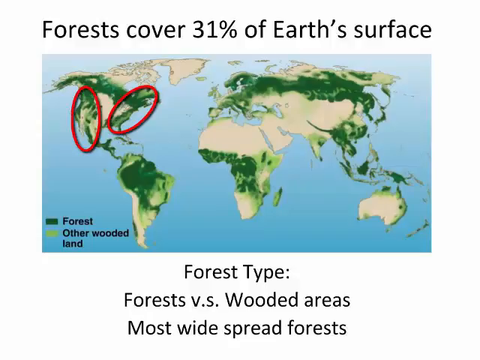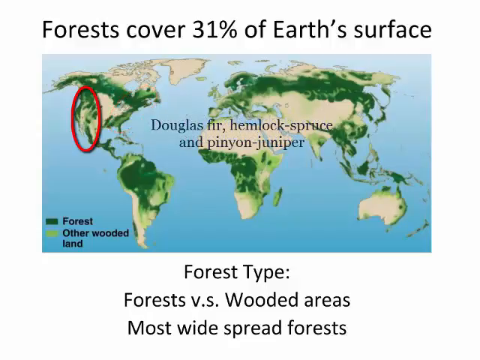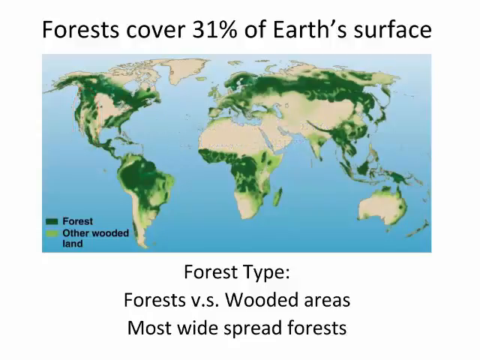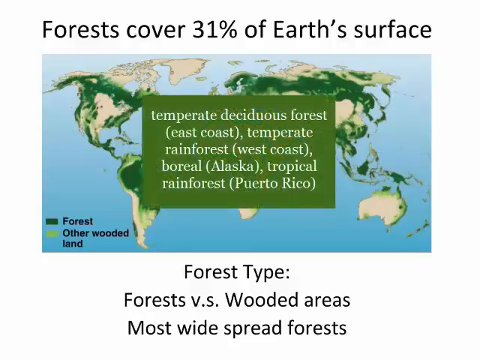In the east, you'll find forests like spruce fir, oak hickory, and longleaf/pine. In the west, you'll find forests such as Douglas fir, hemlock spruce, and pinyon juniper. The forest biomes found in the U.S. include temperate deciduous forest, one on the east coast, temperate rainforest, one on the west coast, boreal in Alaska, and tropical rainforest in U.S. territory Puerto Rico.